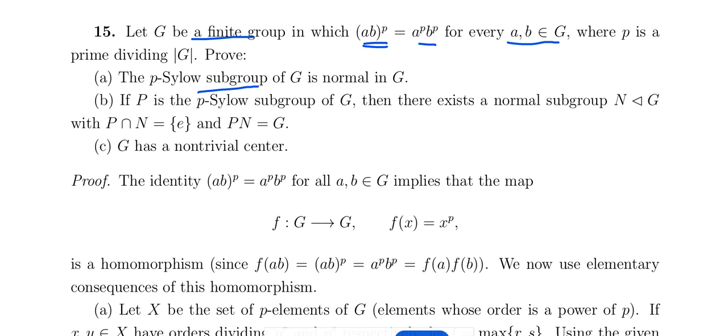P is a prime, so that is dividing the order of G. Then the p Sylow subgroup of G is normal in G. And capital P is the p Sylow subgroup of G. Then there exists a normal subgroup N, that is P intersection N equal to E and PN equal to G, and G has a non-trivial center.